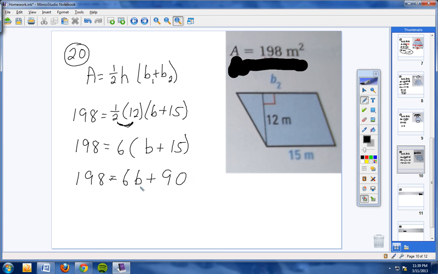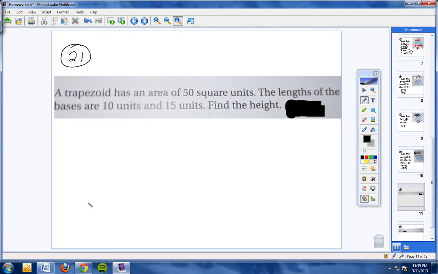And now we want to solve for B, so we're going to subtract 90 from both sides, and that would give us 108 equals 6B. And now we divide both sides by 6, and you would get 18 equals B. And that's number 20. All right, moving on to number 21.